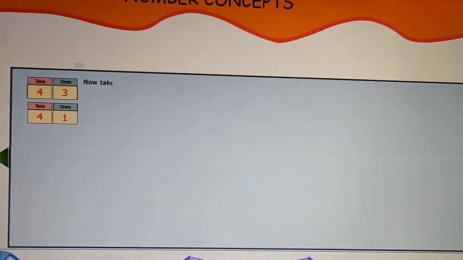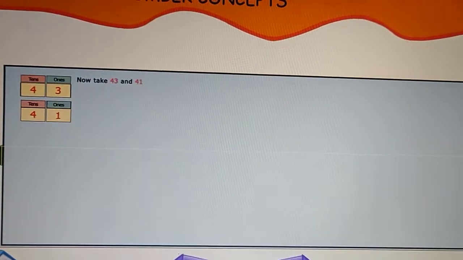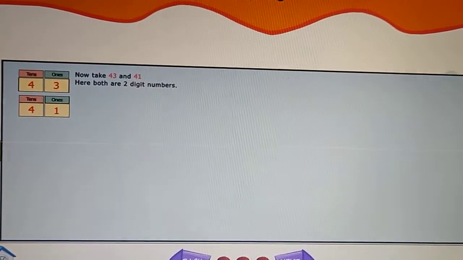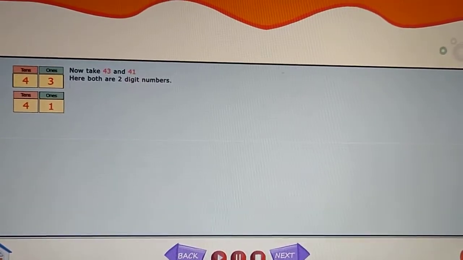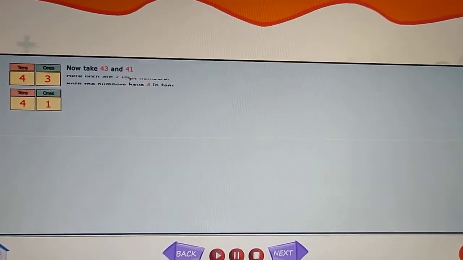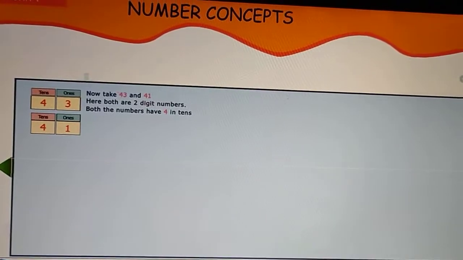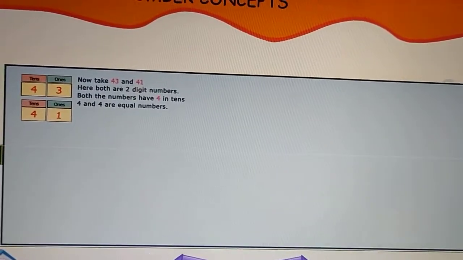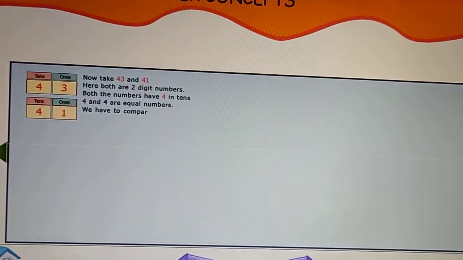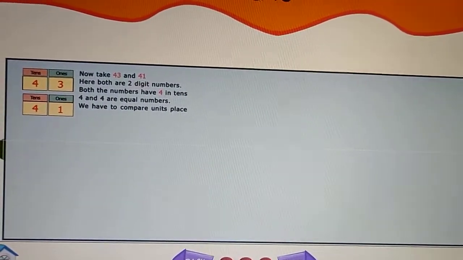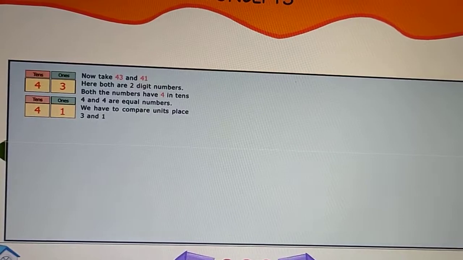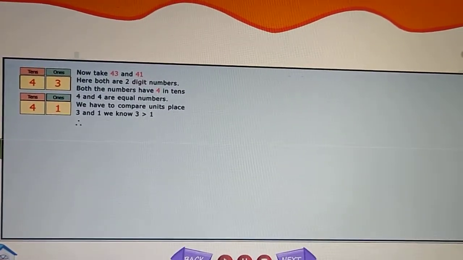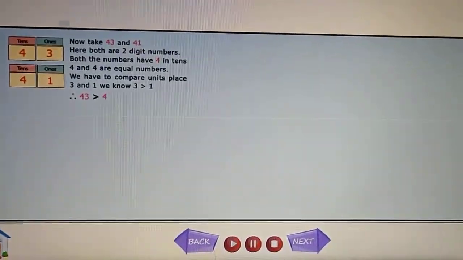Now take 43 and 41. Here, both are 2-digit numbers. Both the numbers have 4 in tens place. 4 and 4 are equal numbers. We have to compare units place. That means 3 and 1. We know 3 is greater than 1. Therefore, 43 is greater than 41.